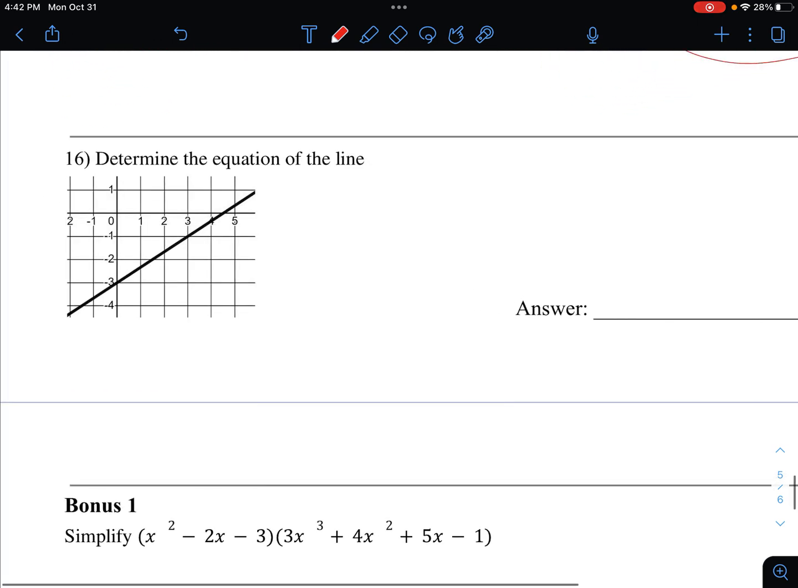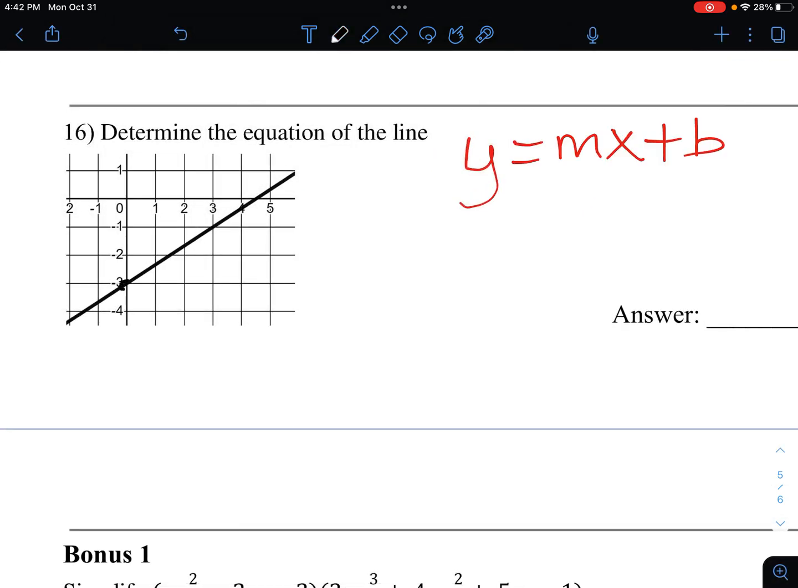All right. Last one, determine the equation of the line. Right, so we have a line that's graphed. Again, our line is going to be in the form y equals mx plus b. So we've got to figure out b, right? B is where our line crosses the y-axis. Well, it looks like it crosses at -3.